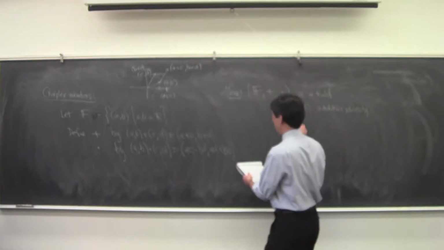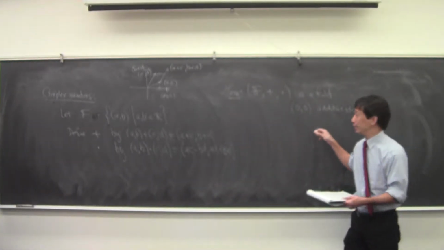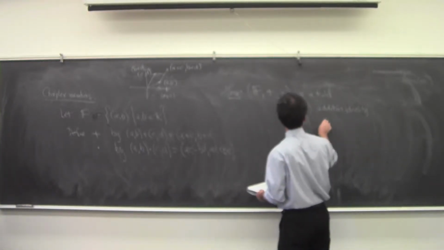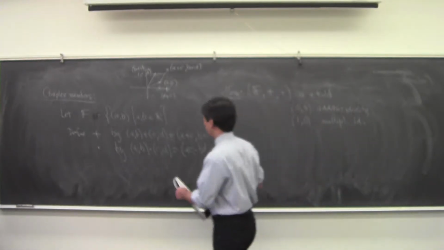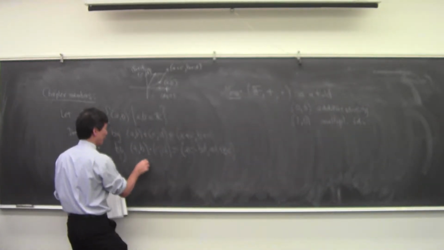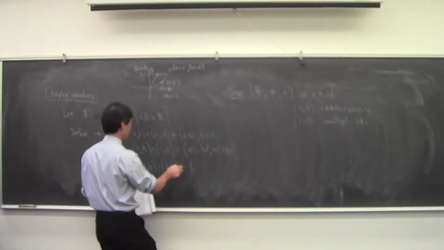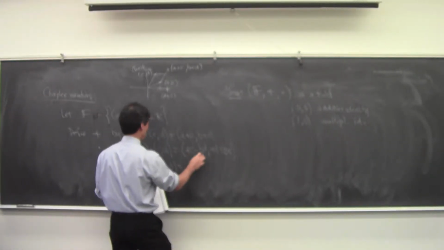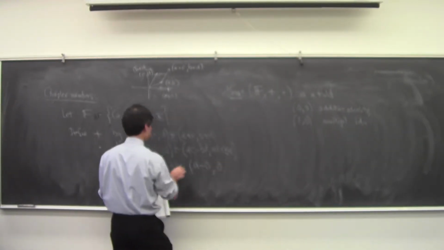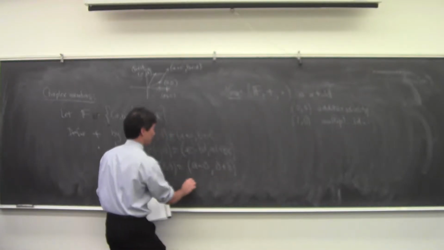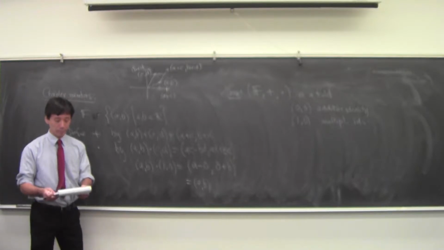Okay, and what turns out to be the multiplicative identity? 1, 0. 1, 0 turns out to be the multiplicative identity, because if you take AB times 1, 0, you get AC, which is A, minus BD, which is 0. You get AD, which is 0, plus BC, which is B. In other words, you get AB back again.